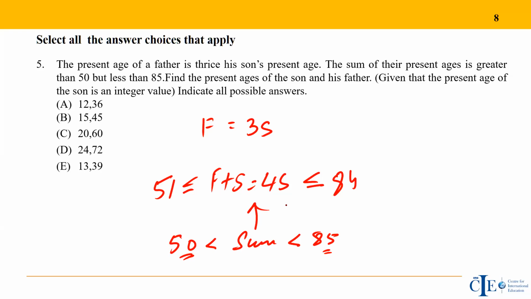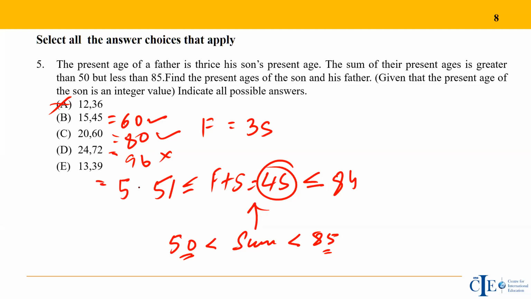So 12 3s are 36. So it's like 4 times the son. So 12 fours are 48, reject. 15 fours are 60, yeah, that is accepted. 20 fours are 80, that is also accepted. 24 fours are 96, reject. 13 fours are 52, lying in the region, yes, accept. So therefore B, C, E should be accepted.